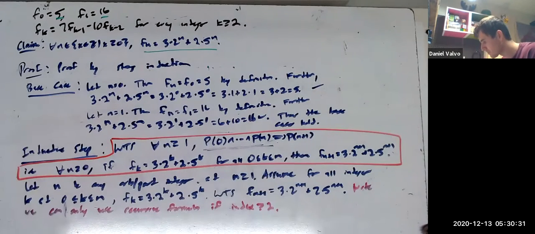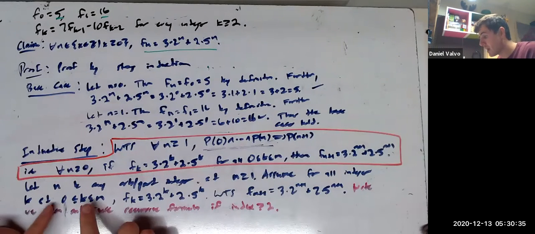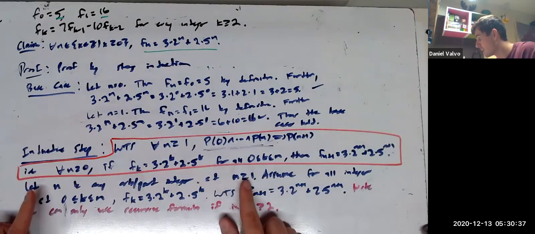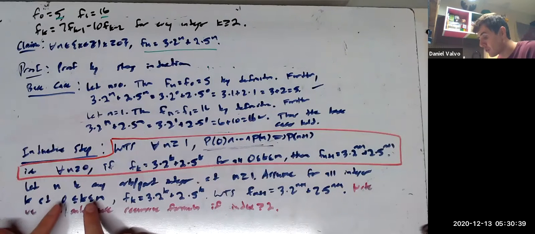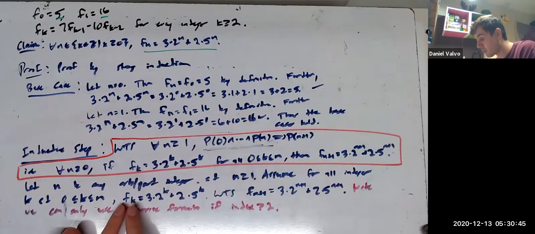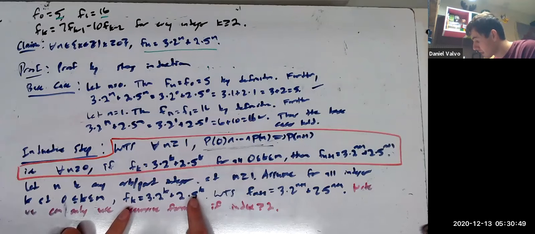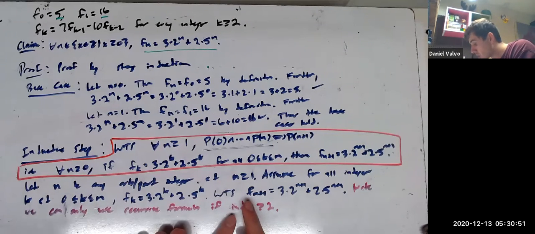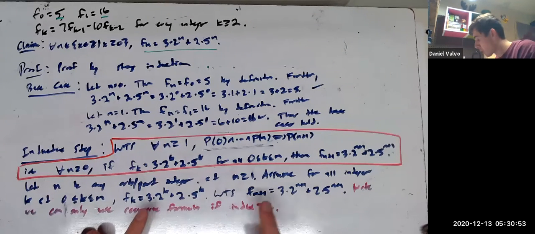That makes sense. So we did the standard induction thing here. We said let n be any arbitrary integer so that n is greater than or equal to 1. Assume it works for everything between 0 and n. So for any k there, assume that we can write our sequence in this explicit way, f of k equals 3 times 2 to the k plus 2 times 5 to the k. Now we want to show that if we assume it works for everything up to n, it'll work for n plus 1.